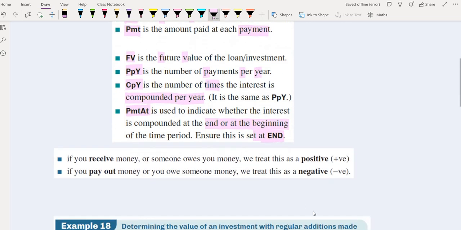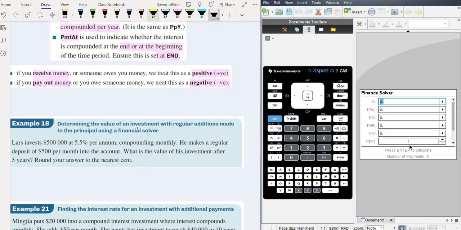Another thing you have to note is that when we use the Finance Solver, if we're receiving money, we put that value as a positive value. Whereas if we're paying someone or paying the bank, or putting money into an investment, we put it as a negative value on the Finance Solver. All right, let's look at some examples together.